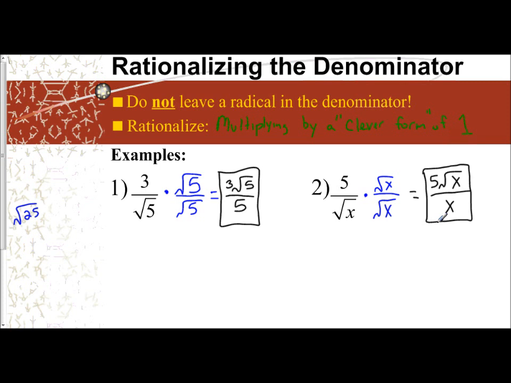I noticed that the 5 and the x are both protected, so they cannot be simplified with my 3 and 5 on the outside or my 5 and x on the outside. So let's look at the next 2 examples.